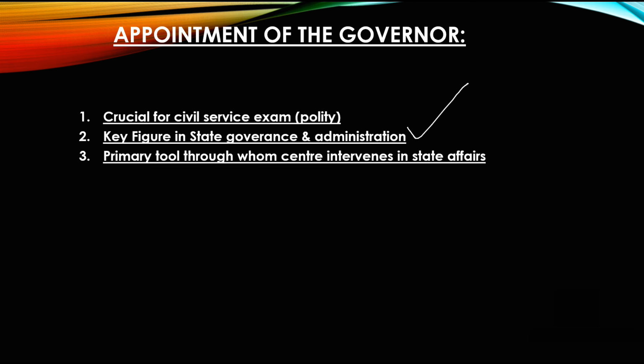Second, for state governance and administration, the governor is a key figure. All the time we should remember this one. He is also a primary tool used by the central government when the Centre wants to approach the state or intervene in the matters and the socio-political affairs of the state. During that time, the office of governor becomes very handy and he acts as the primary link.